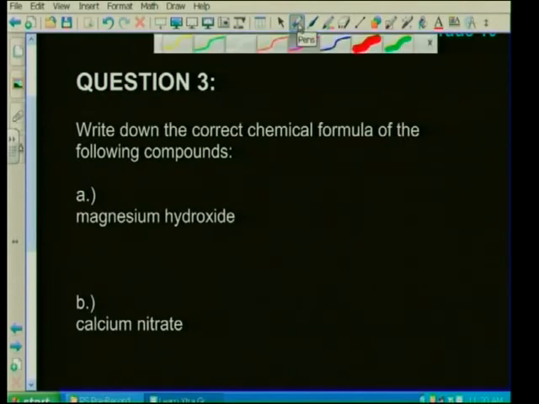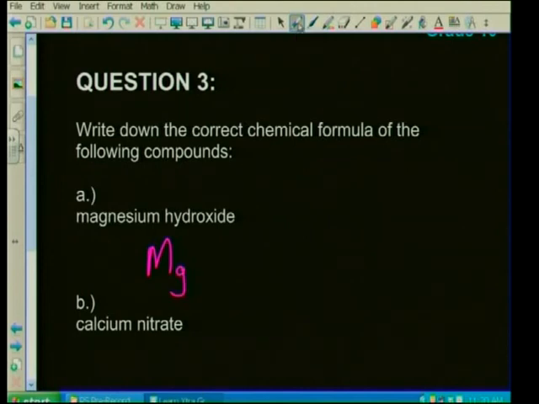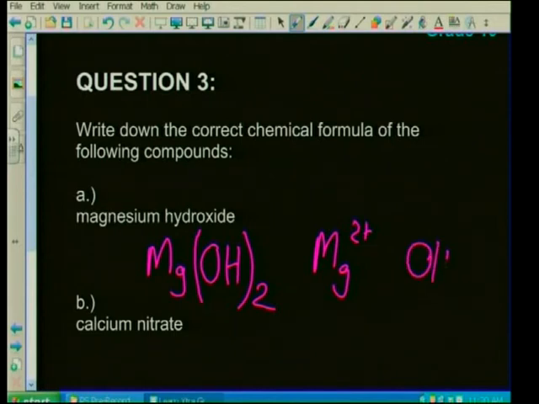Magnesium hydroxide. So magnesium is in group 2. The symbol is Mg. Hydroxide is a polyatomic ion, OH. What you need to remember is that the polyatomic ion is negatively charged. It has a charge of -1. So magnesium will be +2, group 2 loses 2 electrons. This one is -1, so we put it in brackets and we put a 2 down there. So please remember that. Magnesium, 2+, hydroxide, -1. We're going to need 2 of those so that the charges become equal. When the charges are equal, we write them like that.